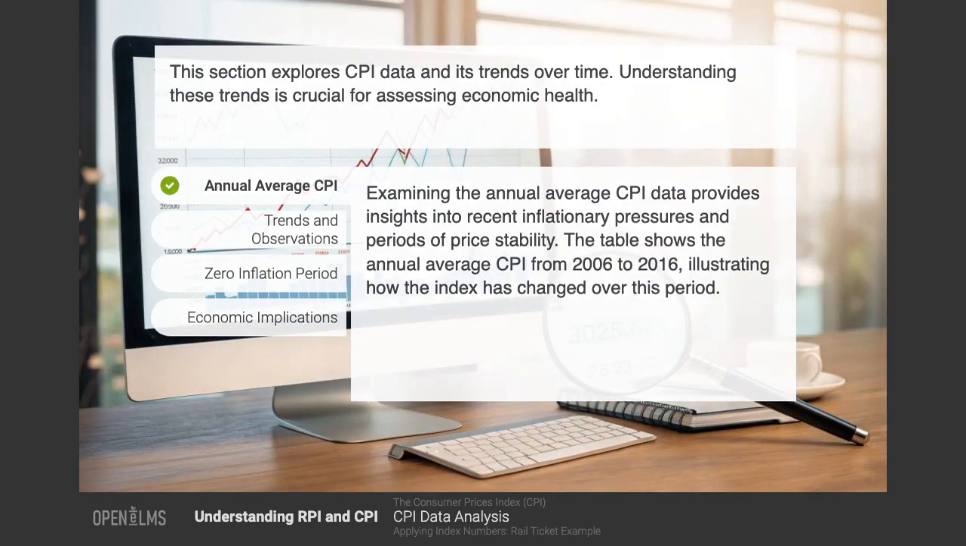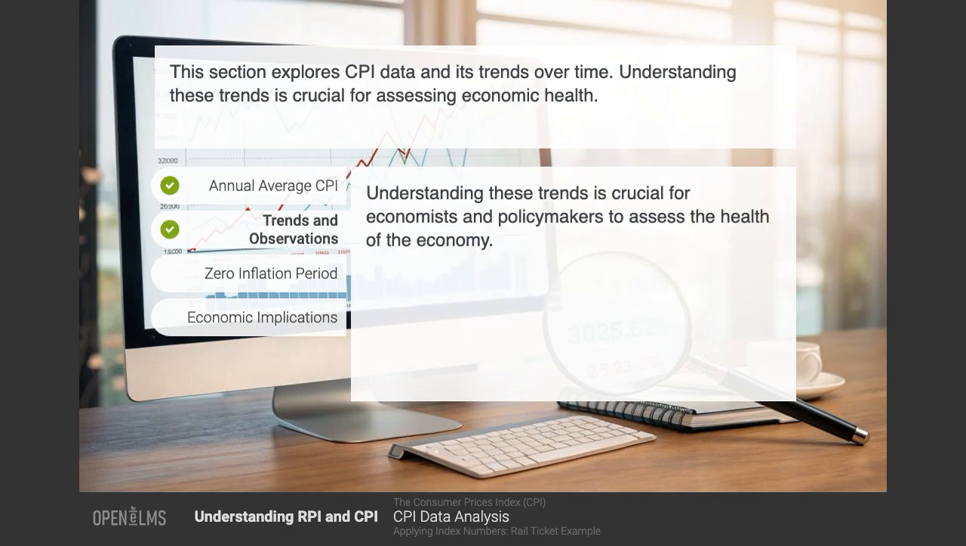This section explores CPI data and its trends over time. Understanding these trends is crucial for assessing economic health. Examining the annual average CPI data provides insights into recent inflationary pressures and periods of price stability. The table shows the annual average CPI from 2006 to 2016, illustrating how the index has changed over this period. Understanding these trends is crucial for economists and policymakers to assess the health of the economy.